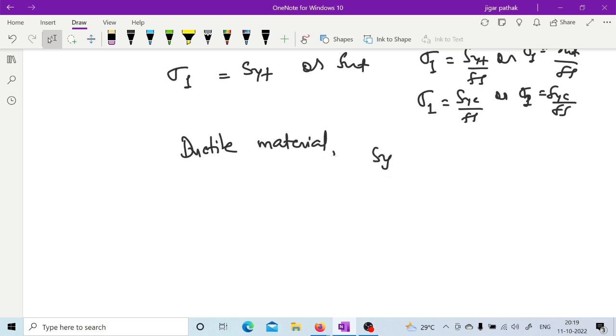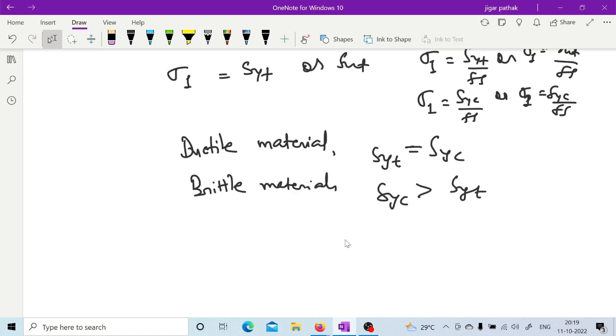it is almost the same. The yield strength under tension and the yield strength under compression are almost similar, but for brittle material, the yield strength under compression is greater than the yield strength under tension, right? So in brittle material it is not the same. Suppose you consider the tension test for a brittle material, then it may be like this.